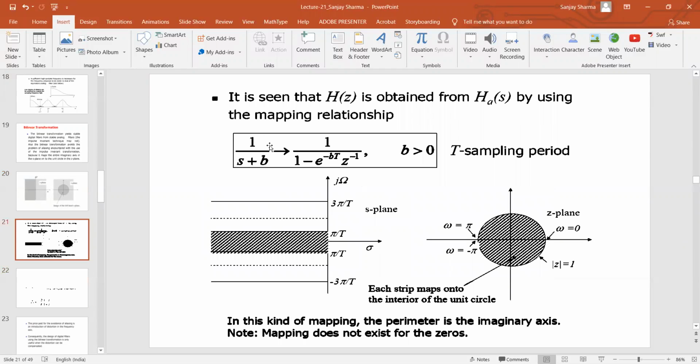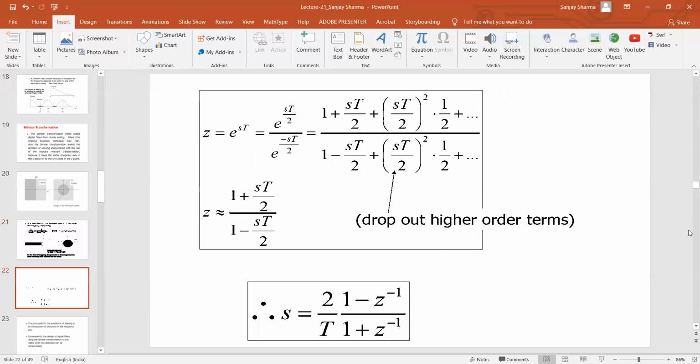In the impulse invariant method, the mapping is 1 over s plus b in the analog domain transformed into 1 over 1 minus e to the power minus b capital T z to the power minus 1. This is the transformation in the impulse invariant method. Now let us look at the bilinear transformation. How can we transform an analog filter to a digital filter? What is the transformation that we will apply?